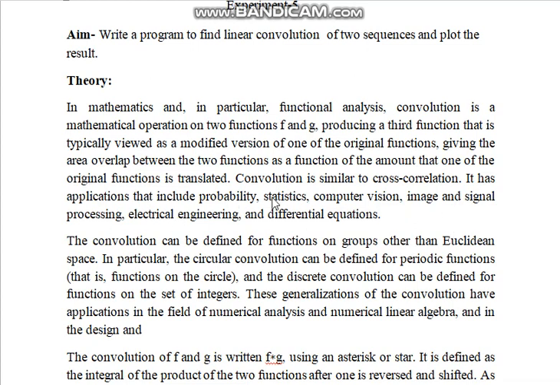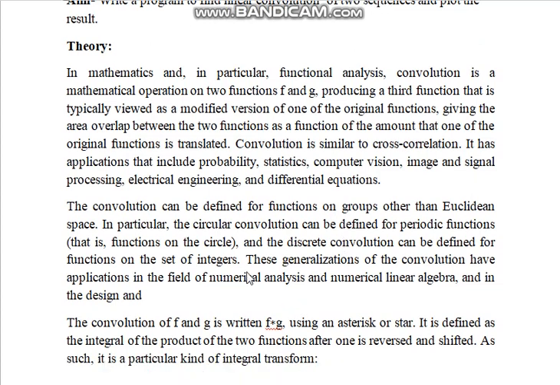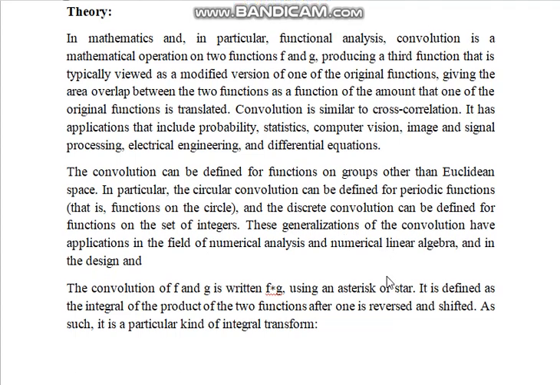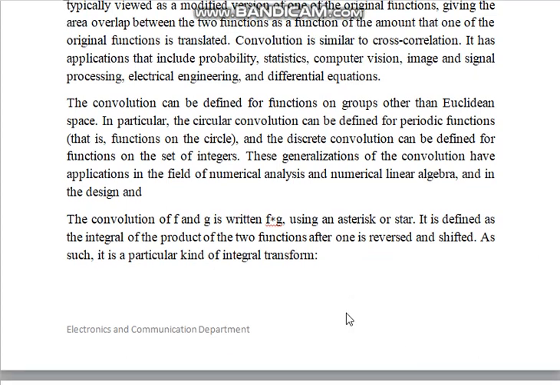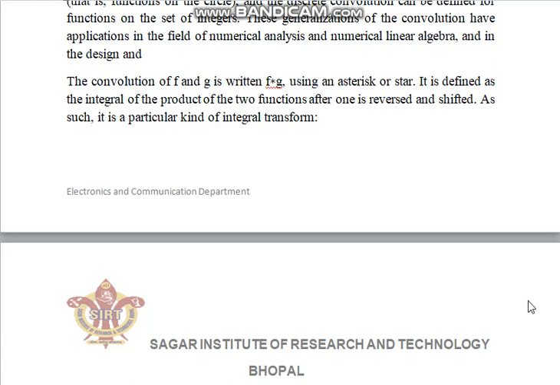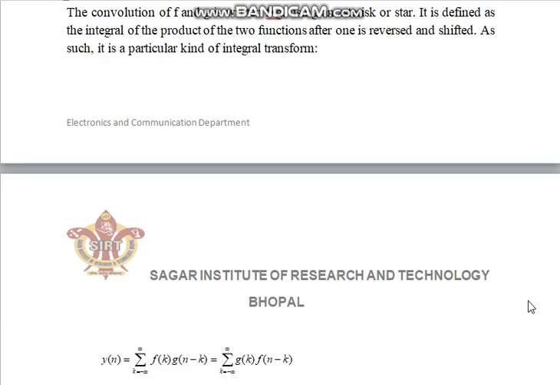It has wide applications in probability, statistics, computer vision, image and signal processing, and various differential equations where we have to perform the convolution of two signals. Now we have generalizations of the convolution that have applications in the fields of numerical analysis and numerical linear algebra. The convolution of two signals is represented by f asterisk or star g. It is defined as the integral of the product of the two functions after one is reversed and shifted, and one remains at its own position. So the shifted signal moves along the stationary signal, and the area common between the two signals represents the convolution.